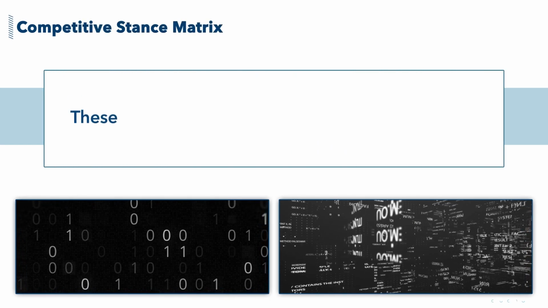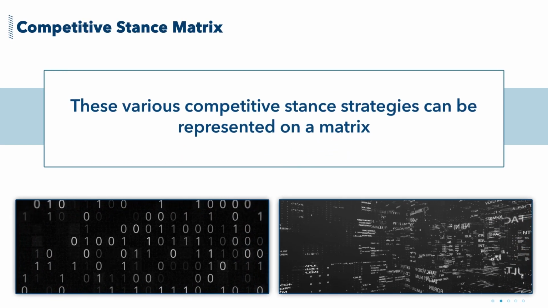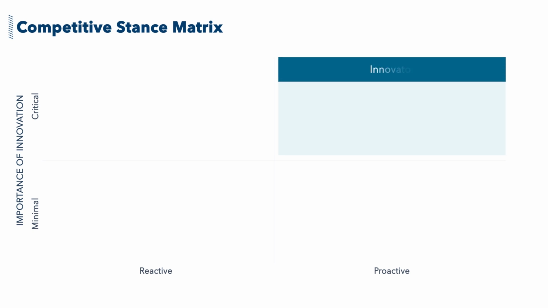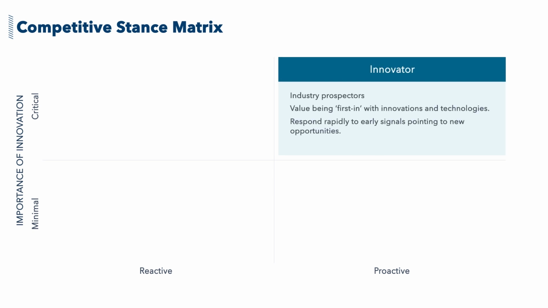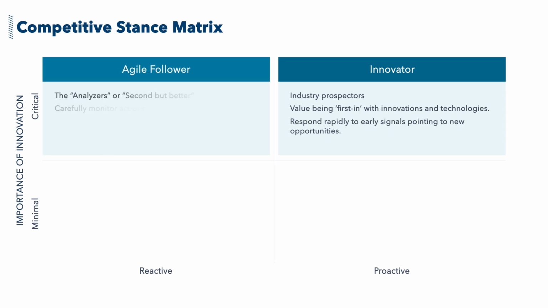These various competitive stance strategies can be represented on a matrix, where the horizontal axis is the proactive versus the reactive approach, while on the vertical axis is the importance of innovation for the organization. The innovator adopts a proactive strategy and innovation is crucial. As the industry prospector, it values being first in with innovations and technologies, and responds rapidly to early signals pointing to new opportunities. On the other side, the agile follower adopts a reactive approach towards innovation, but innovation is still critical.